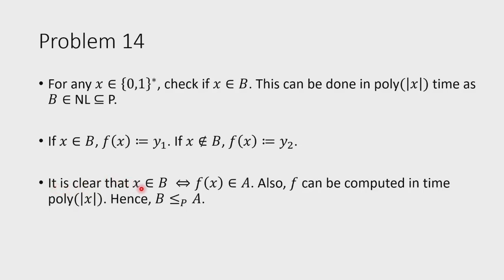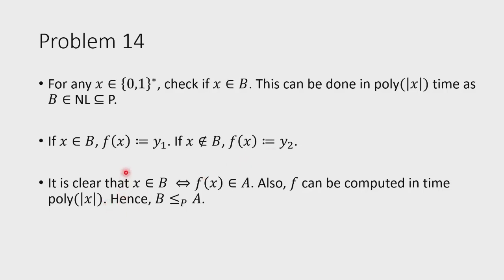So it is clear that x is in B if and only if f of x is in A, right? Because of the way we have defined f. If x is in B, then f of x is equal to y1 and y1 is in A. If x is not in B, then f of x is equal to y2 and y2 is not in A. So this statement is true. Also, f can be computed in time poly(|x|), right? Because what are we doing to compute f? Just checking if x is in B or not, which we can do in poly time, and if it is, outputting y1, otherwise outputting y2. So f is polynomial time computable.